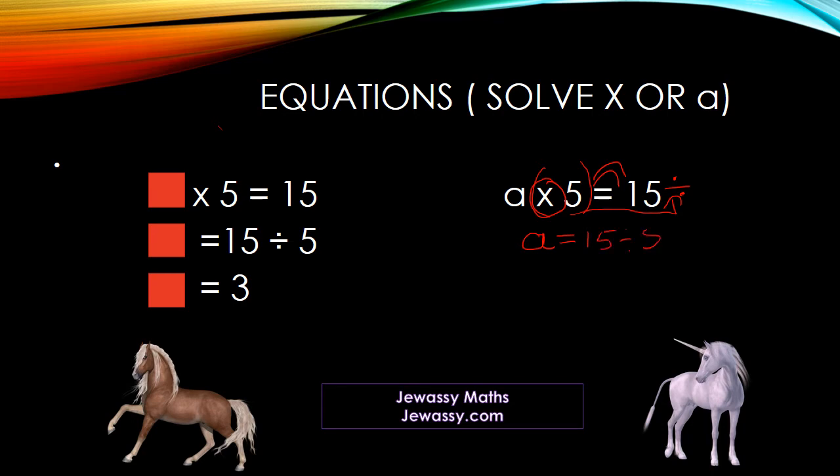And so then it's easy. We know a will be equal to 3. And if we were to bring this 3 back into the sum, and we say 3 times 5, we know 3 times 5 is 15. So we know our answer is correct.